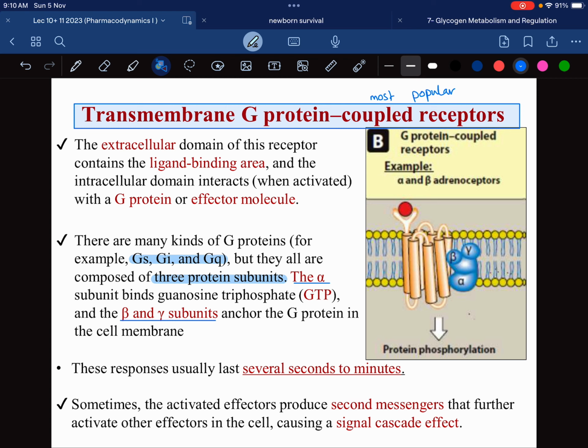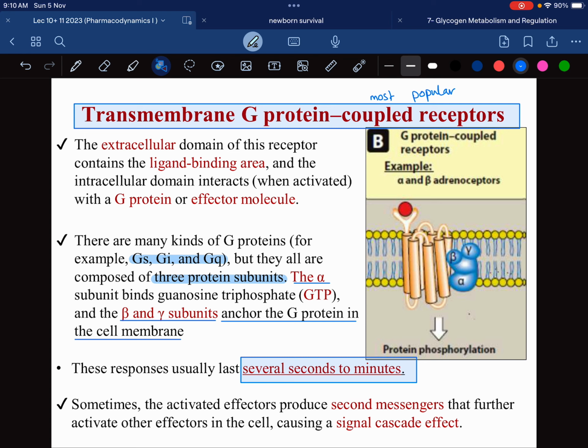The alpha subunit binds guanosine triphosphate, GTP, and the beta and gamma subunits anchor the G protein in the cell membrane. So alpha is for binding the GTP, and beta and gamma are just for anchoring the protein to the membrane. These responses will last several seconds to minutes, so the activity is longer than the previous type of receptor binding.